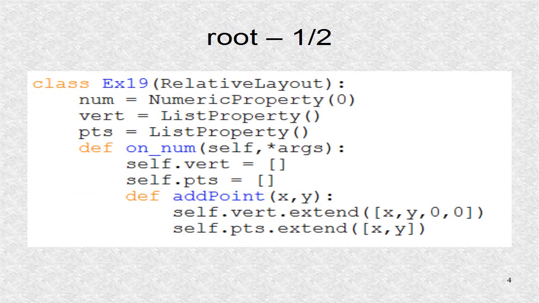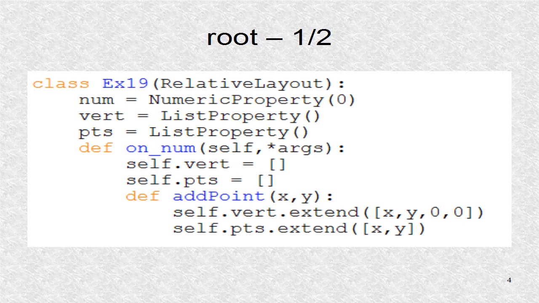4. This is the first half of the root class. Here, an will become a numeric property with an initial value of 0. When an is changed, the on_an function will be called by Kivy. The first part of this function is shown here.